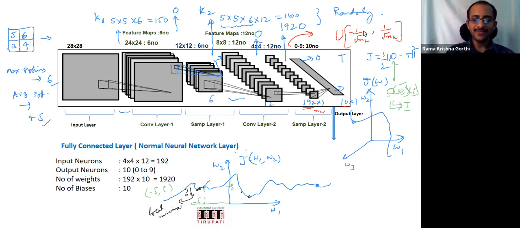So what happens when we compute W transpose X plus B? At that layer, W1 X1 plus W2 X2 plus all those things will be there, with X1, X2, X3 being the values in that feature, or the input neurons, and the W's being the connecting weights. So how many weights will be there to connect a particular output neuron? There will be NH, at this layer.